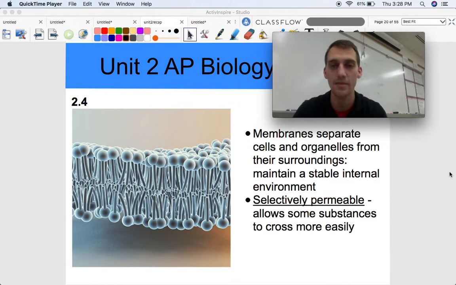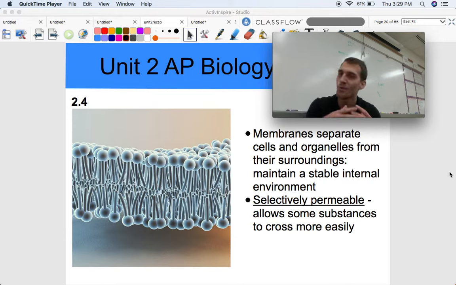Membranes. We're going to beat this to death. Membranes separate cells and organelles from their surroundings, and they maintain a stable internal environment. Very important for homeostasis. Membranes are what we call selectively permeable. They're selective. They choose what goes through the membrane. Permeate means go through. Selective means you're choosing, right? So it allows some substances to cross more easily than others.